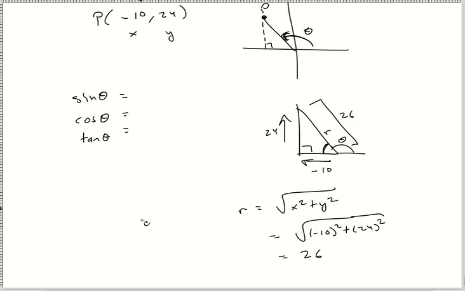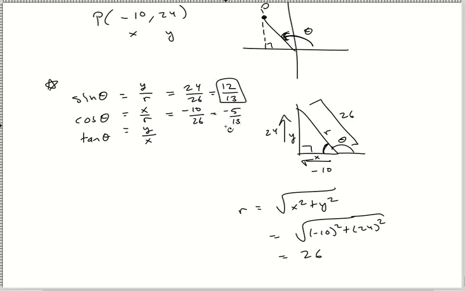I'm going to redo my sine, cosine, and tangent not as opposite, adjacent, hypotenuse anymore, but instead as y over r, x over r, and y over x. They're the same thing. But notice that I have an x, I have a y, I have an r. If I follow this format, it will be very quick to get my answers. 24 over 26, you're going to reduce it down to 12 over 13. X over r, that's negative 10 over 26, reduce it down to negative 5 over 13.